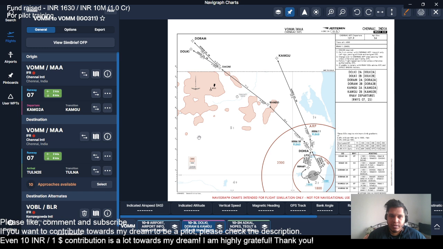So today, as you can see, my flight is from Chennai to Chennai, of course. But you can see there is some difference. The departure will be Kamgu to Alpha departure, and the arrival will be Tulna to Echo arrival. Now, I will quickly tell you what these are: Kamgu to Alpha and Tulna to Echo. Okay.